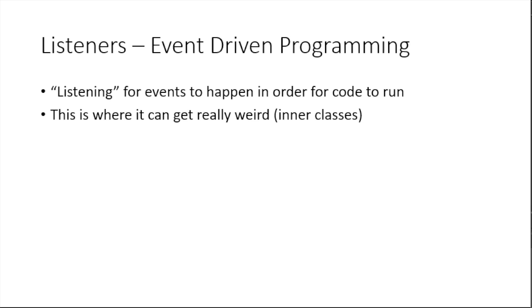Listeners are the parts about event-driven programming that are most crucial, but also the most confusing part, especially in Java. You can think of listeners like background robots waiting for some event to happen. So they're listening for events to happen in order for a specific code to run. This is where it can get really weird.